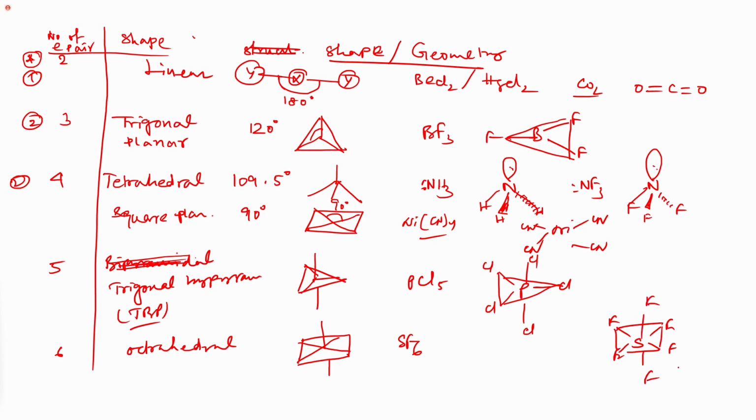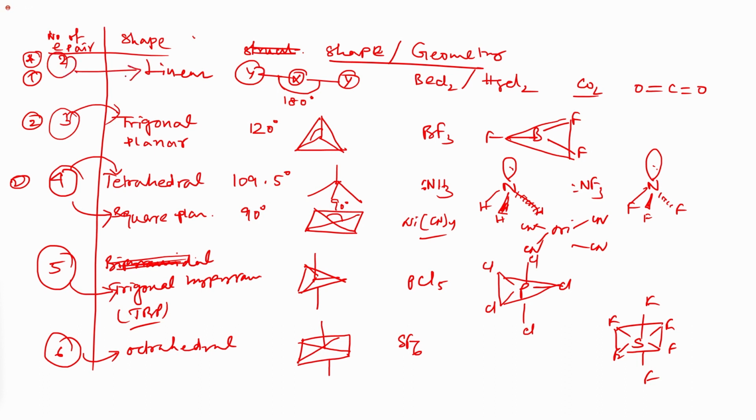You guys just remember, when the number of electron pairs is 4, then the structure will be tetrahedral or square planar. When the number is 5, it will be the trigonal bipyramidal structure. When the number is 6, it is the octahedral structure. If it is 3, then trigonal planar structure. If it is 2, then it is the linear structure. And also remember the bond angle. So here the bond angle is of two types.